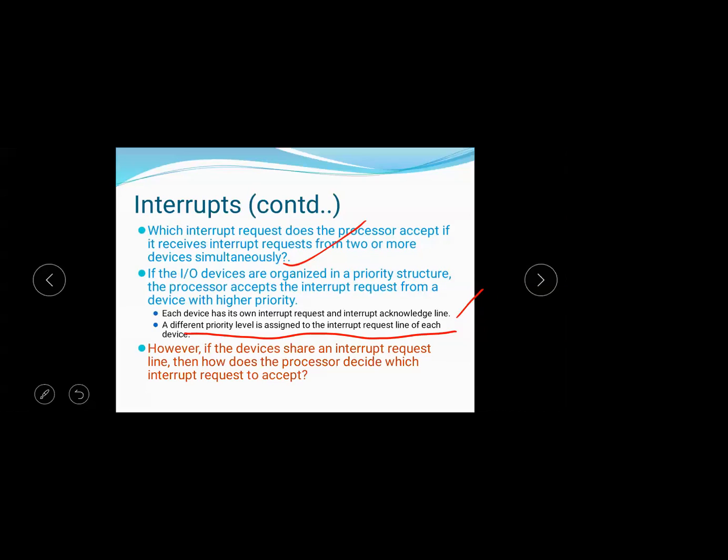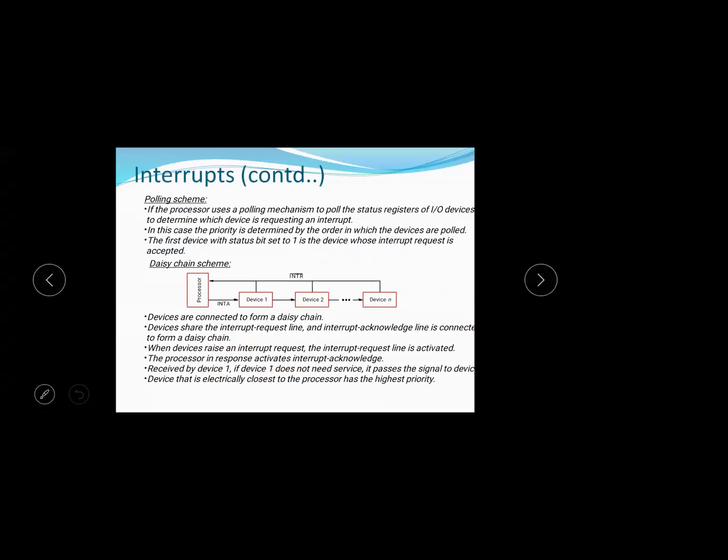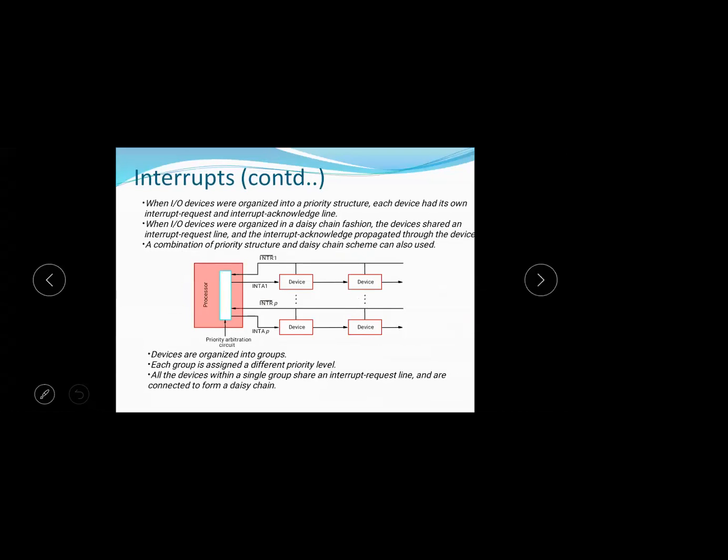The devices share an interrupt request line. How does the processor decide which interrupt request to accept? If at a time two devices send interrupts, which device is serviced first? For that, there is the concept called priority interrupt. The priority interrupts may be discussed in the next class. Okay, thank you.